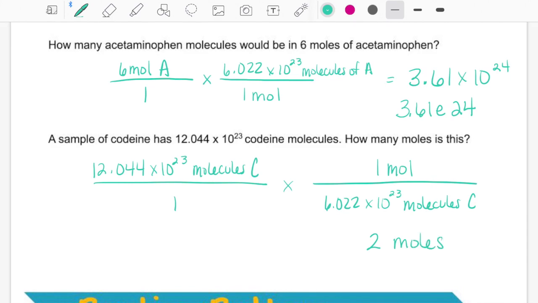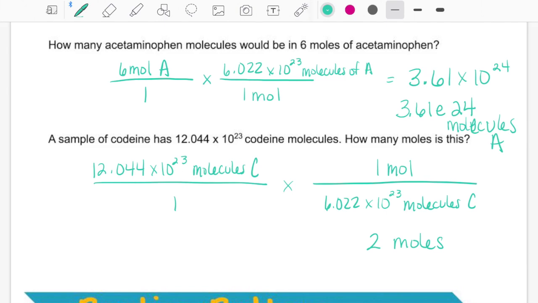Okay, and then this one was molecules, I didn't put the molecules of codeine. Okay, so there would be units on the homework. You don't have to put in the units because I will have a blank and then the name of the unit, so you don't have to include that in your homework.